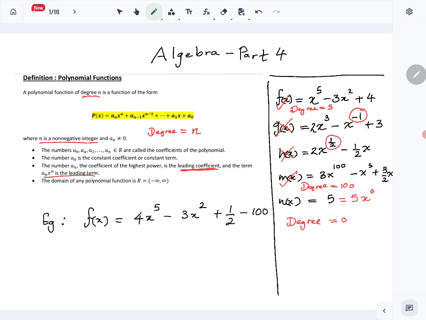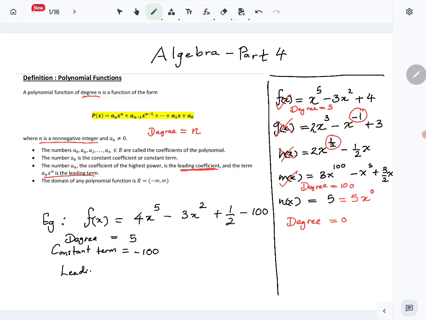Right, so let's identify important terms. What's the constant term? Constant term is 100. Sorry, not 100. We have to take the sign into account also. So minus 100. What's the degree? What is the highest power? 5. So the degree is 5. So this is a polynomial of degree 5.